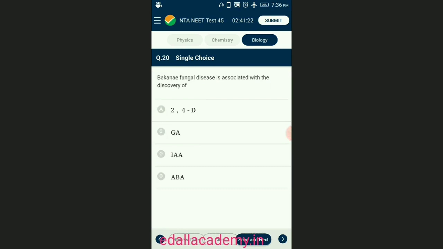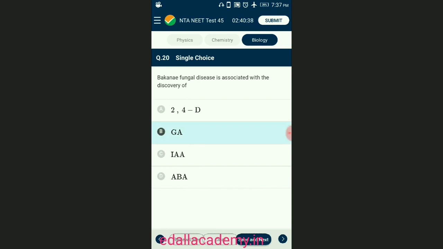Question number 20. Bakanae fungal disease is associated with the discovery of. Bakanae or foolish seedling was first reported by farmers in rice plants. It was found to be caused by the fungus Gibberella fujikuroi. Kurosawa reported the appearance of symptoms of the disease in uninfected rice seedlings when they were treated with sterile filtrates of the fungus. So the answer for this question is option B, gibberellic acid.